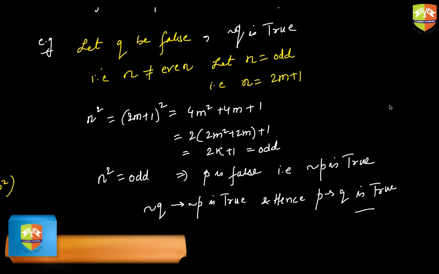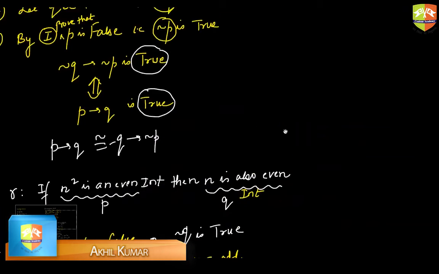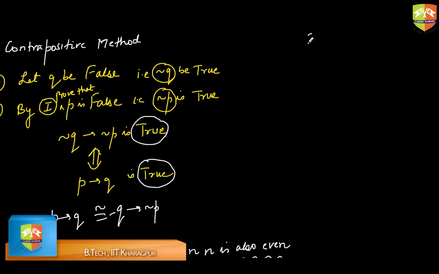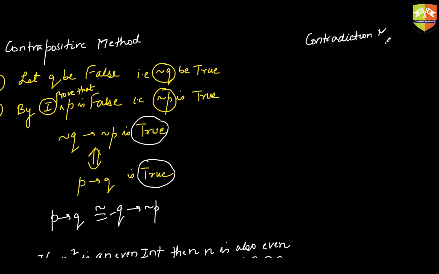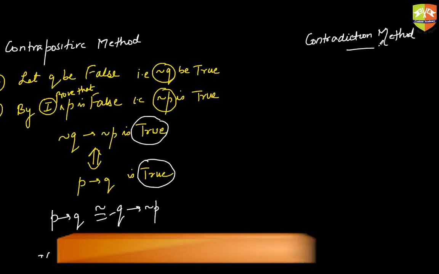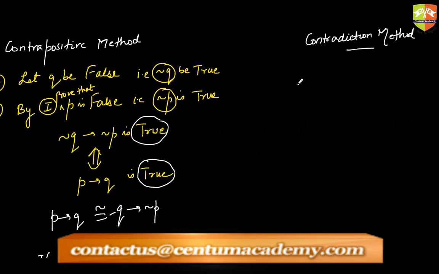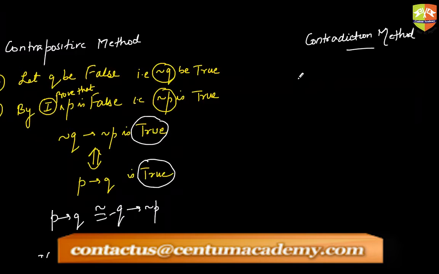The last method, which is not new to you, you have done this in your childhood days also, is called the contradiction method. You remember that real number chapter you had in CBSE in class 10? Prove that root 2 is irrational. So how does it work in this case?